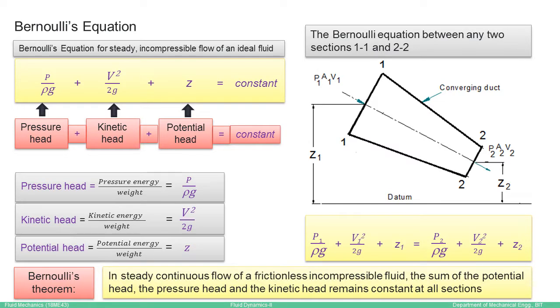Remember, because of this we can state the Bernoulli theorem as: in a steady continuous flow of a frictionless incompressible fluid, the sum of the potential head, pressure head and kinetic head remains the same at all sections. The previous equation is for an ideal fluid, but all fluids in nature are real fluids. They possess some viscosity, because of which they offer some resistance to flow.